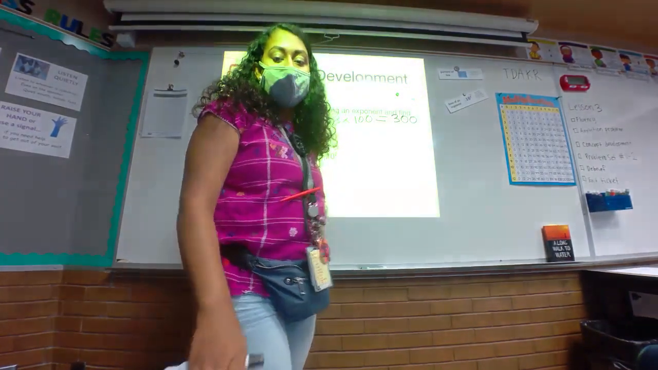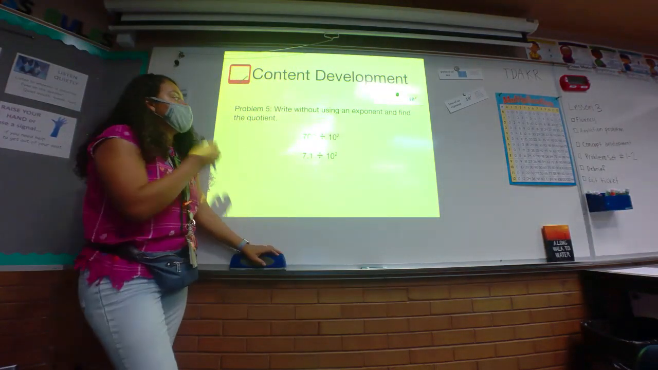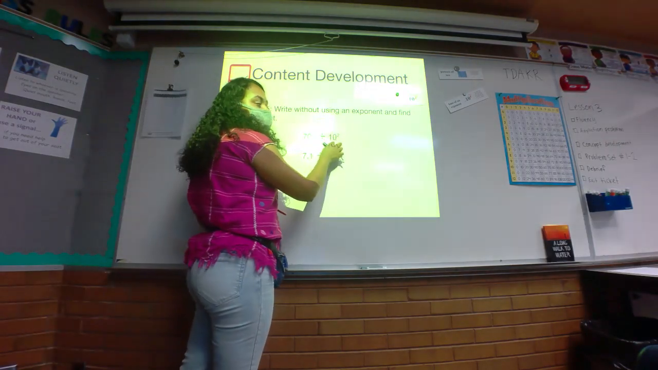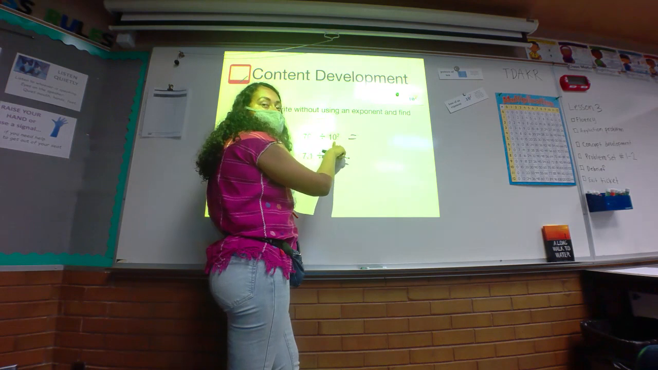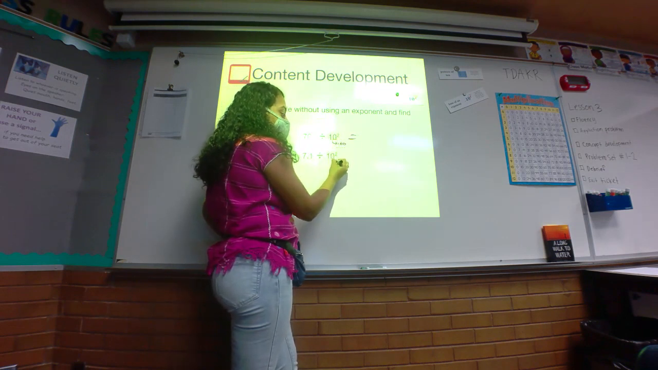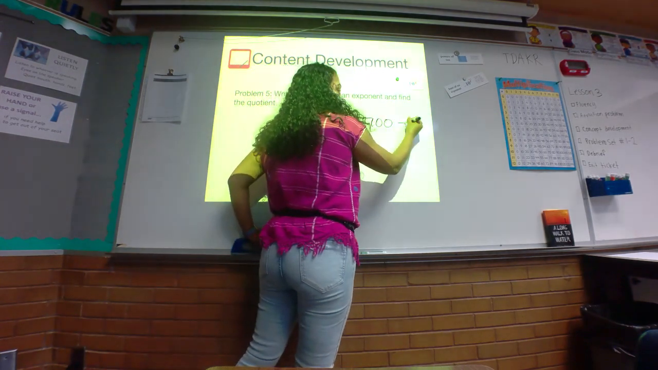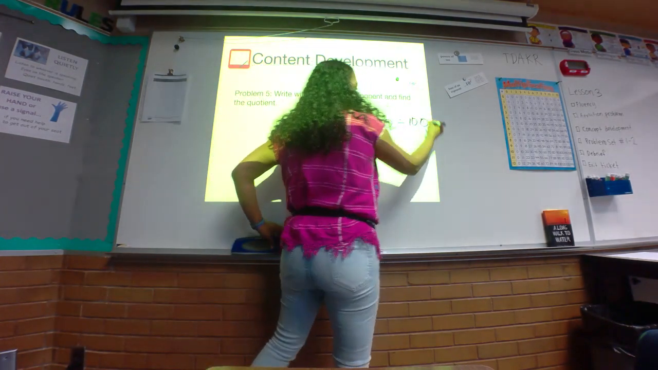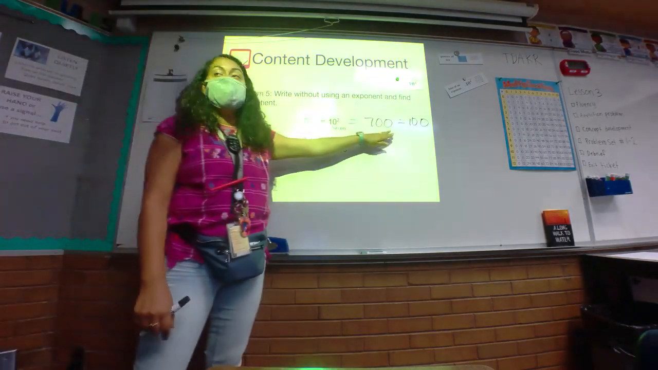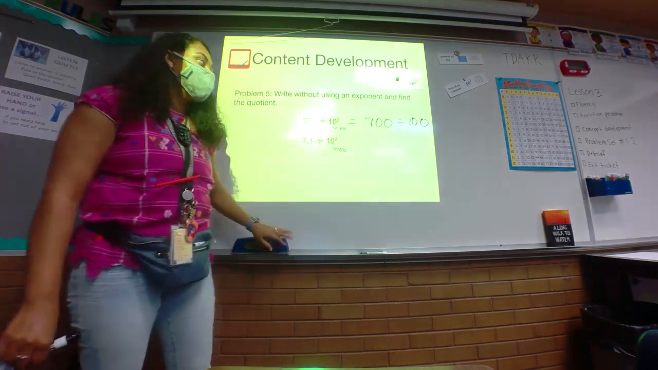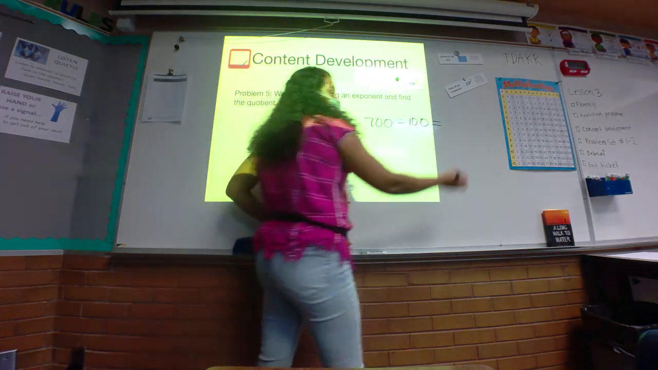All right, now let's try problem 5. Let's write these down without using an exponent, okay? So we're going to change these into not having exponents. We're going to switch these out for 100, because 10^2 equals 100. So we have 700 divided by 100. Write it down, please. So what's 700 divided by 100? 7.